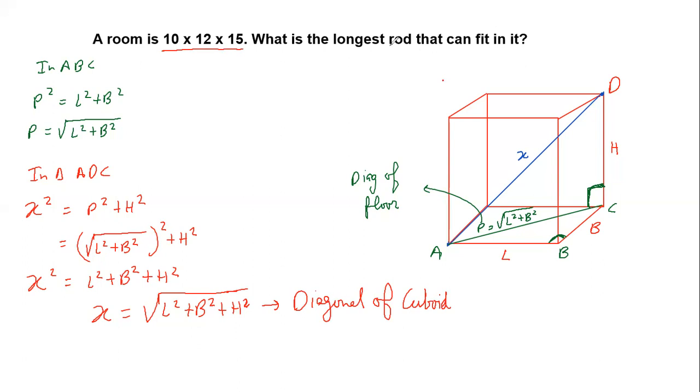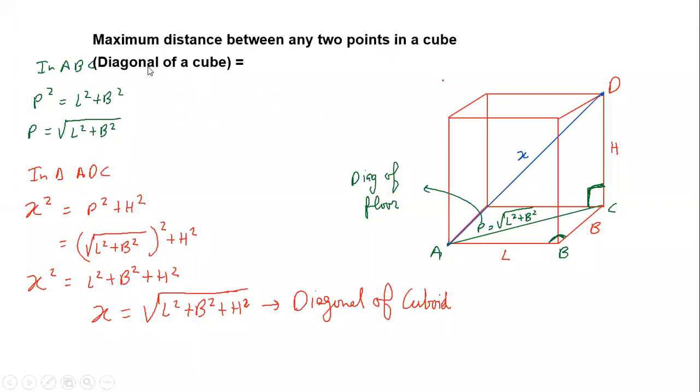So when I say the longest rod inside the room, which is nothing but the diagonal of the cuboid, it is given to me by under root L square plus B square plus H square. So I hope this process is sorted. Now on similar grounds, guys, if I ask you another formula, that is the maximum distance between any 2 points in a cube. Now I believe you acknowledge the difference between a cube and a cuboid. In a cuboid, I have 3 dimensions, which is L, B, H.